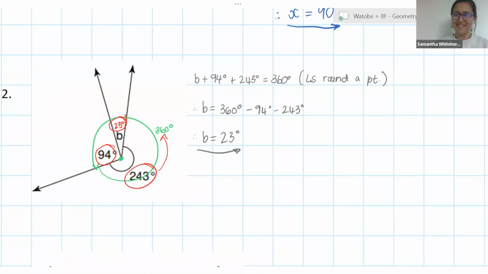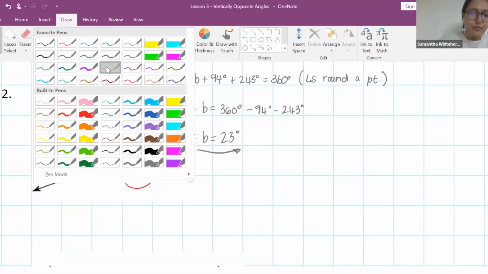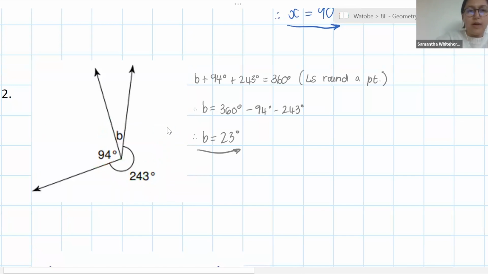I'm good. So, ma'am, my question here is how is it that it's B plus 94 degrees. Okay, so what I'm saying is, let me just erase some of my scribbles so that we can see clearly. If I look at my diagram, what I see is that if I take the 243 degrees plus the B plus the 94, if I add all three of those angles together, it actually forms a circle. That circle we know consists of 360 degrees.